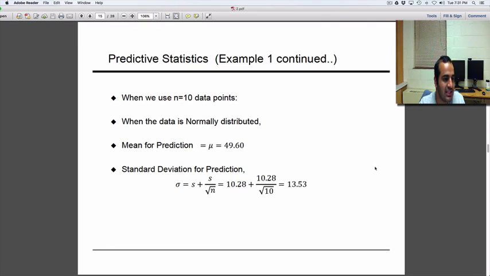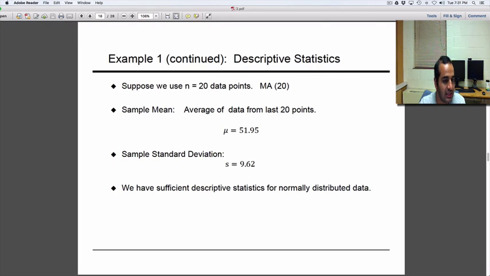Let's continue with this example for descriptive statistics using 20 data points, or a moving average of 20. Again, we calculate the sample mean. The sample mean calculated from the last 20 data points was 51.95. That's our descriptive sample mean. The sample standard deviation comes out to be 9.62.